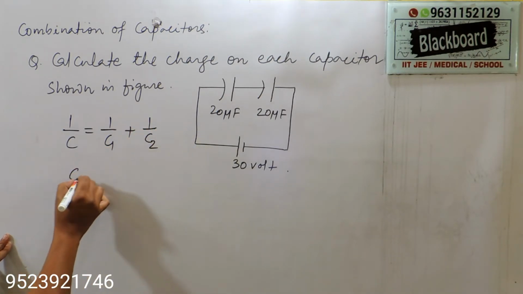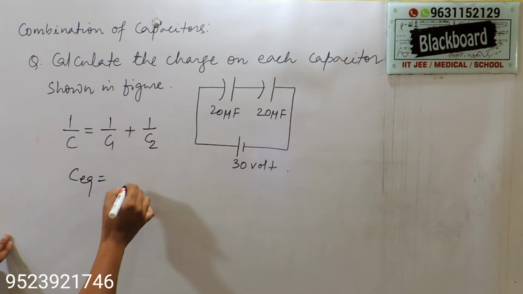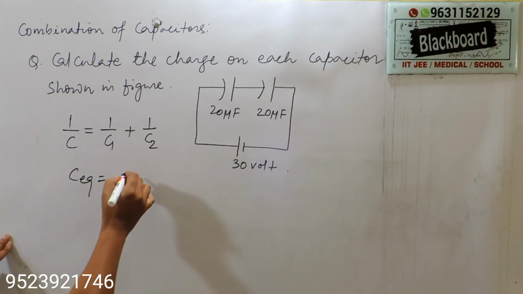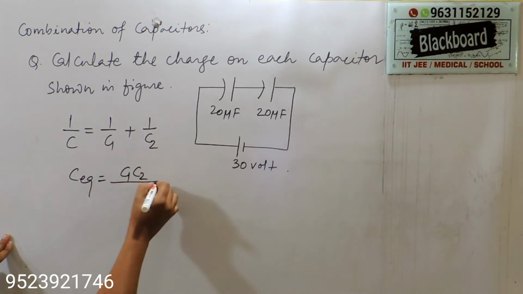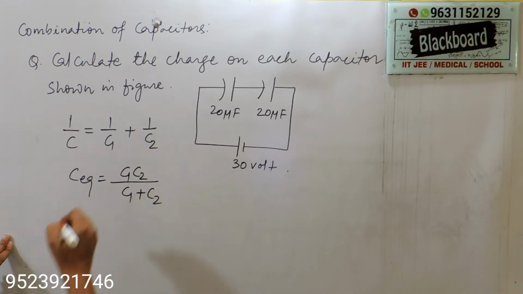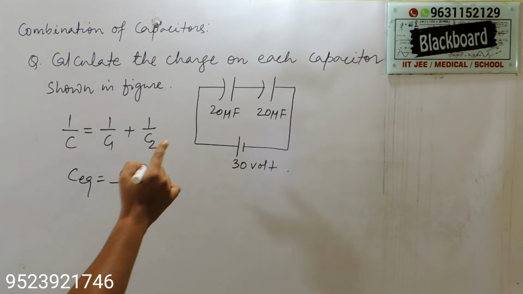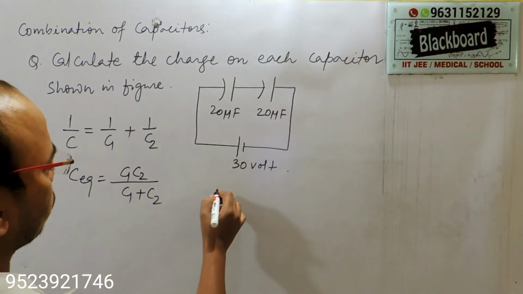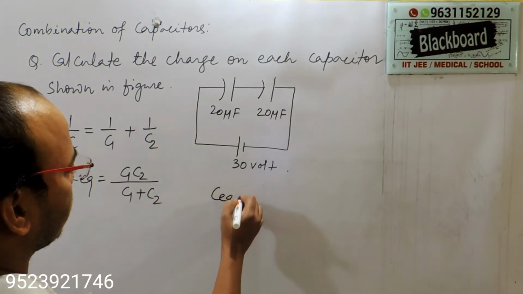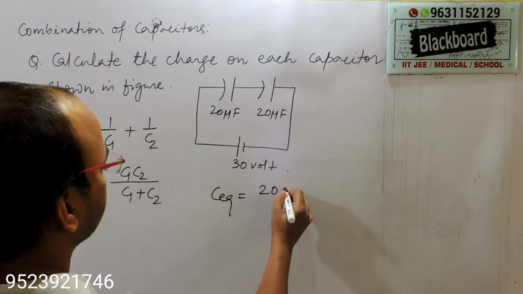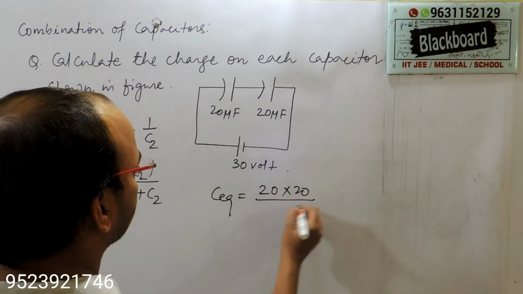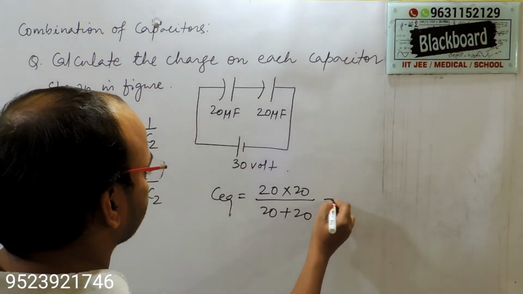That means you can write, after taking the LCM, C equivalent is equal to C1 into C2 divided by C1 plus C2. Here the capacitance is 20 microfarad, 20 microfarad, that means C equivalent is equal to 20 into 20 divided by 20 plus 20.